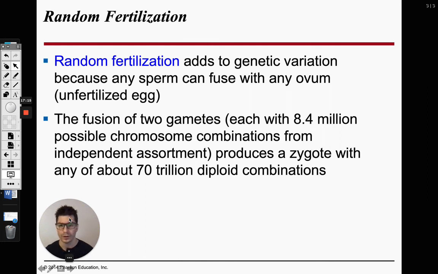And then also, we want to have random fertilization, all right? In other words, we don't want to pick out the sperm and the egg that are used. It should be random, all right? So given that we have over 8 million possibilities, okay, there's a lot of variation that could occur there. And we saw that through independent assortment.